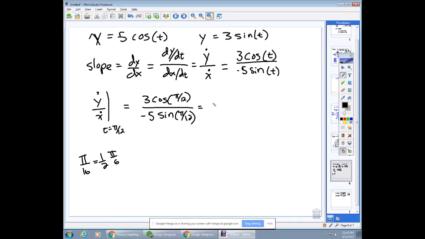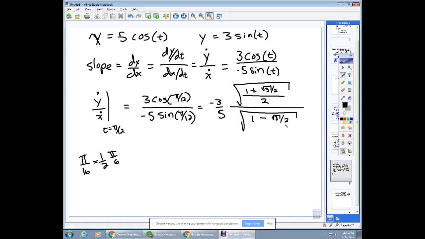So to calculate this, I got a -3/5 hanging out front. And then otherwise I have to use that formula. So let's see, cosine of pi over 6 is what? Square root of 3 over 2? So I'm going to get the square root of 1 plus the cosine of pi over 6, which is the square root of 3 over 2, all over 2. Cosine gets the plus, that's in the numerator. Sine gets the minus, as Clint mentioned earlier. And so that's going to be 1 minus cosine of pi over 6, which is still square root of 3 over 2, all over 2.